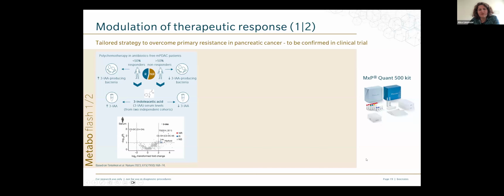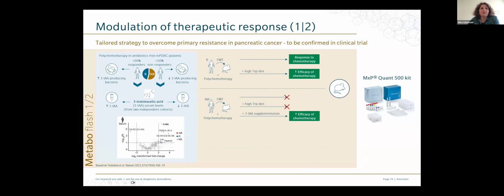And so this pushed them to develop a mouse experiment where they transferred the fecal microbiota of the responders and non-responders into a mouse model, gave the mouse model chemotherapy, and then checked the response. So the mice that got the responders' microbiome responded to the chemotherapy, and they could even increase this response by giving a high tryptophan diet to the mice. But the mice that got the non-responders' microbiome did not respond to treatment, similar to the human situation.